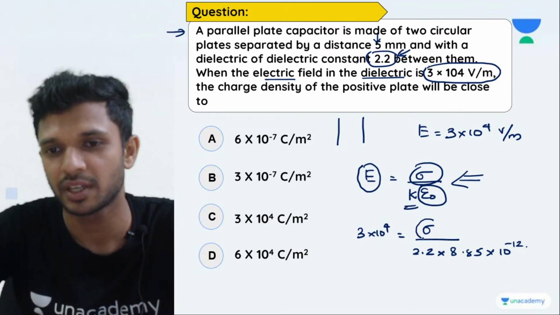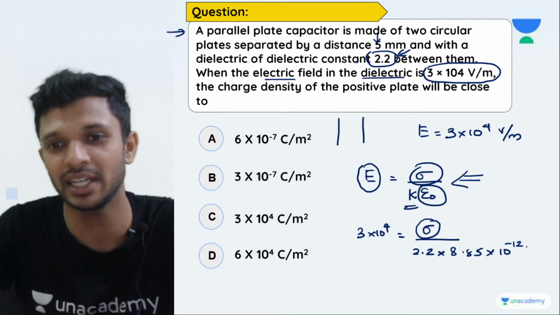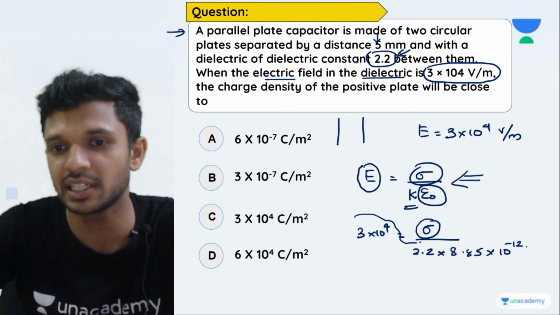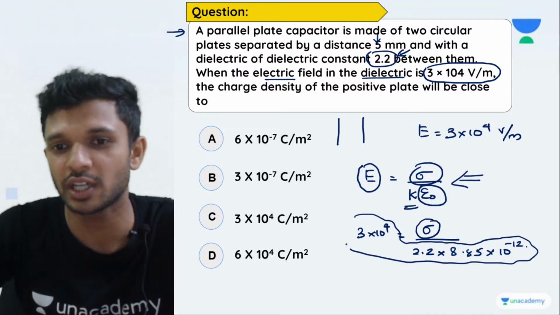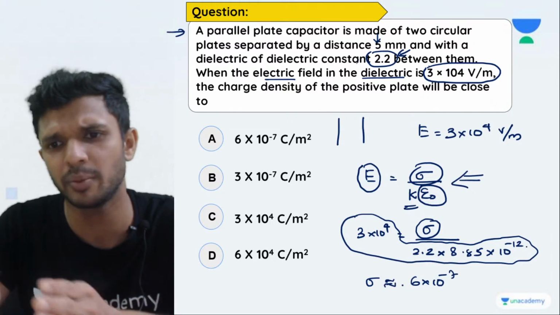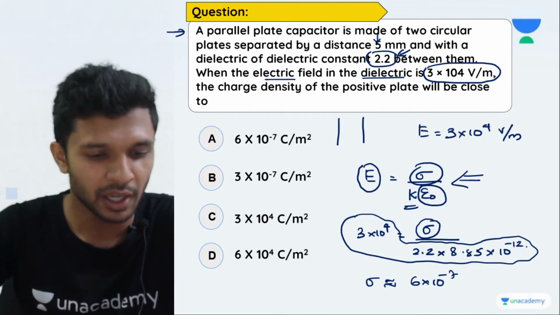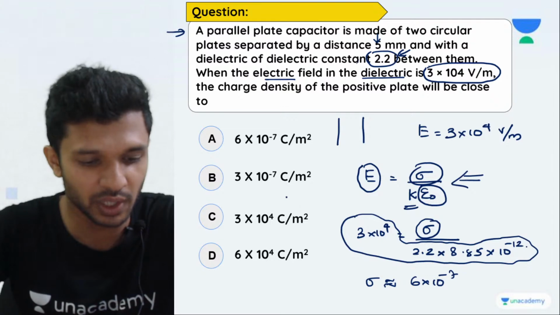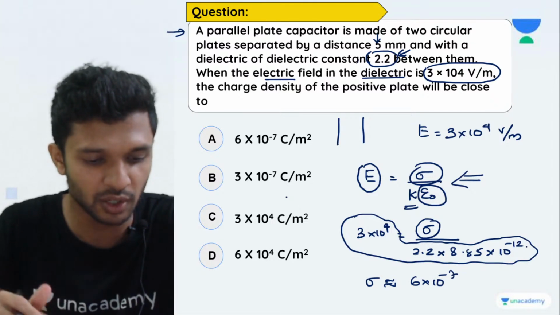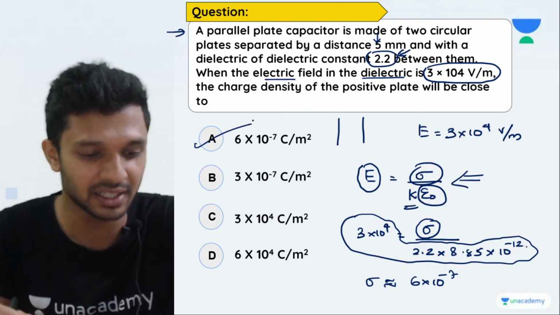How will you get sigma? Should I tell you how to get sigma right now also? No sir, you just have to do the cross multiplication. Cross multiply, and how much are you going to get? Sigma is almost around 6 into 10 power minus 7. Actually it comes around 5.8, but you can approximate it to 6 into 10 power minus 7. So it's option A. Many have given me the value for epsilon naught. Sneha, very good. Yes, Sana, very good. Amazing.